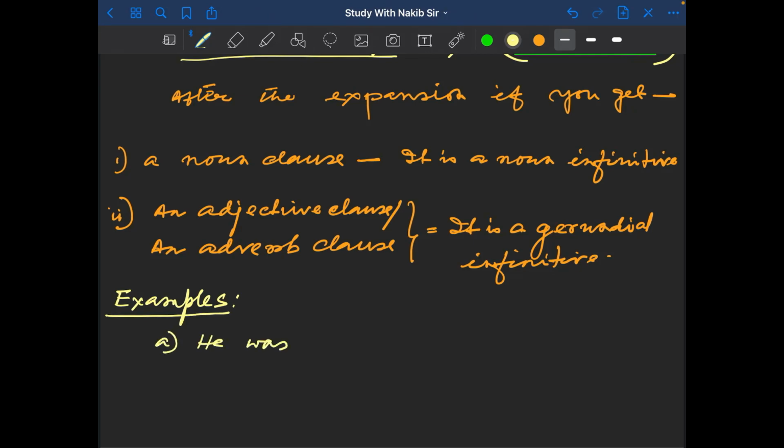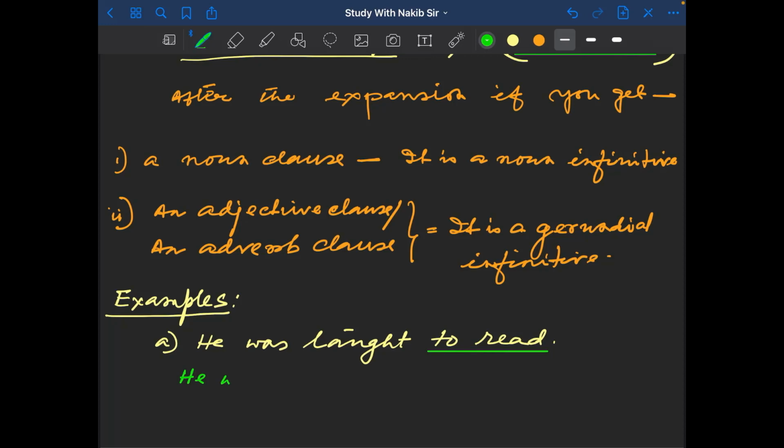He was taught to read. To read. You have to identify whether this infinitive is a noun infinitive or a gerundial infinitive. And to do this, expand this infinitive into a clause this way.